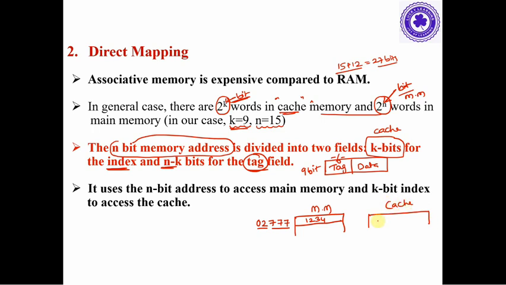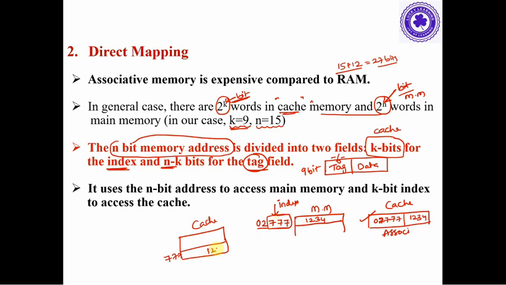In associative mapping, what happened? We stored this memory address 02777 along with data 1234 at some random location in the cache. In direct mapping, this memory word is stored at location 777 of the cache. This is used as an index. Instead of storing it in a random place, it is stored at the particular index location.